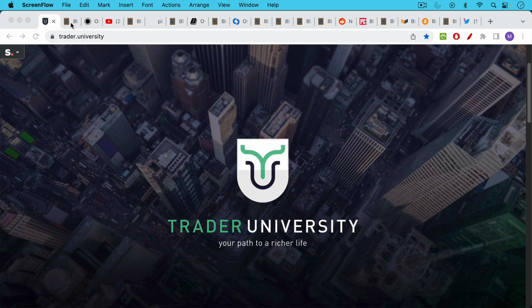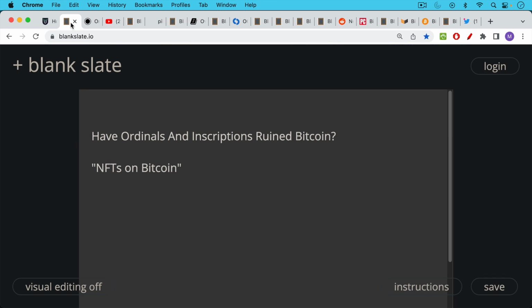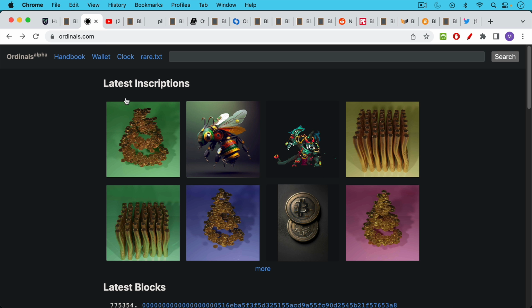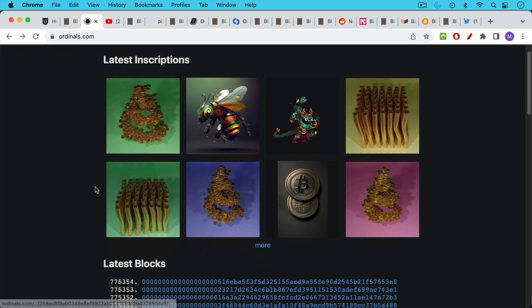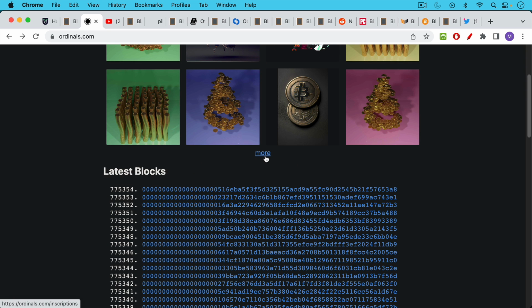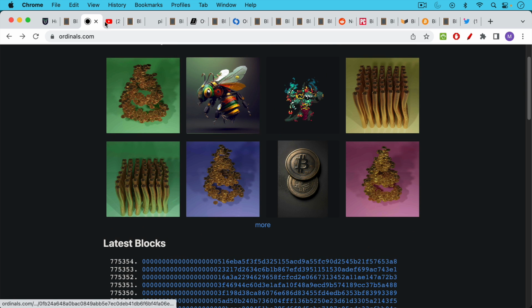This is Matthew Kratter from Trade University, and today I want to answer the question, have ordinals and inscriptions ruined Bitcoin? You can think of these roughly as NFTs on Bitcoin, is sort of the layman's version of it. And you can see what they look like here. I'll link to this in the description notes below, ordinals.com. These are actually on the Bitcoin blockchain as we speak, and you can see what blocks they're in. And if you click more here, you will see more images.